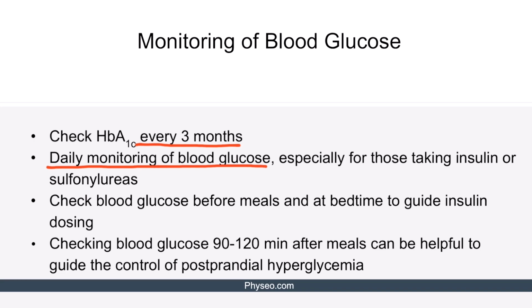Now, generally, patients on insulin are recommended to check their blood glucose before meals and at bedtime because you want to guide appropriate dosing. And the best guide is checking your current blood glucose. Patients should also be encouraged to check their blood glucose 90 to 120 minutes after meals to monitor for any postprandial hyperglycemia. This is because patients may have poor overall glycemic control simply due to postprandial hyperglycemia, even if they have good control of their blood glucose in between meals. So this postprandial period is very important.